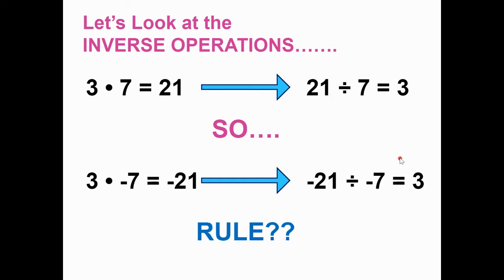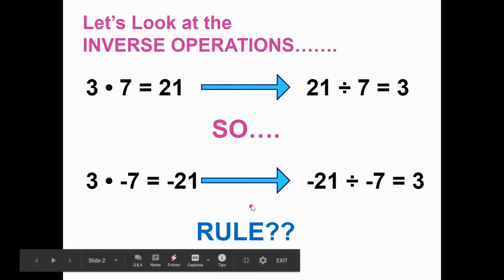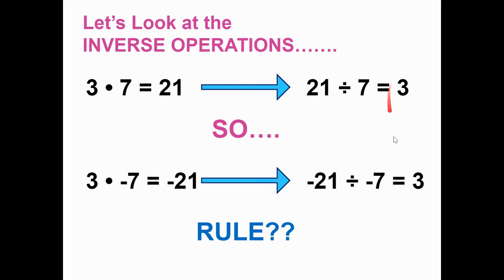What would be the rule? Well, same signs. A positive divided by a positive is a positive, and a negative divided by a negative is a positive. So the rule would be same signs, your quotient will be positive.